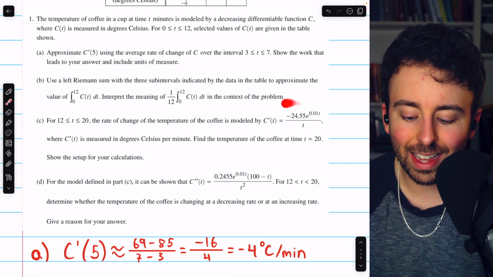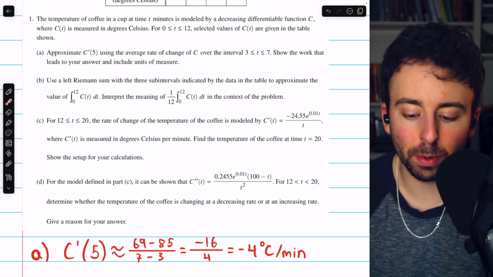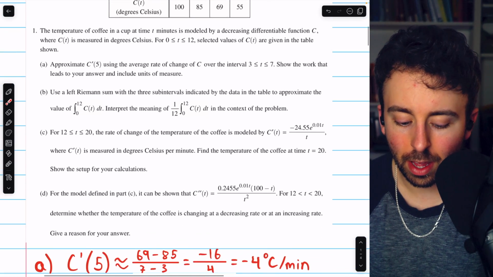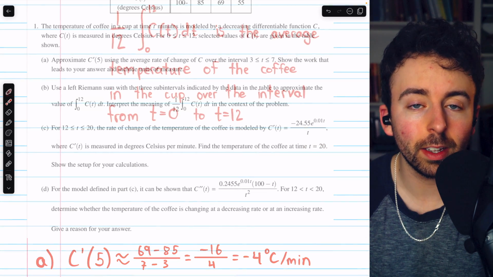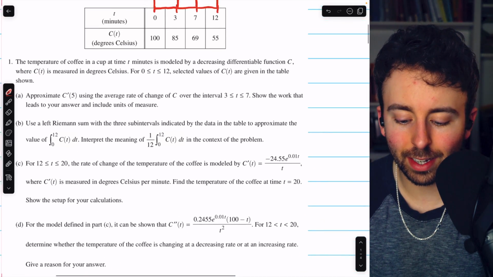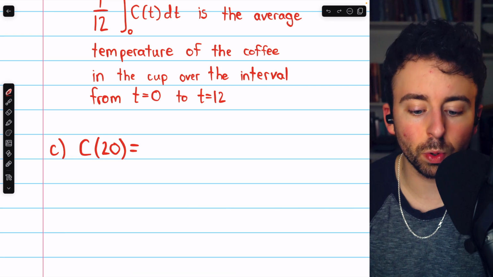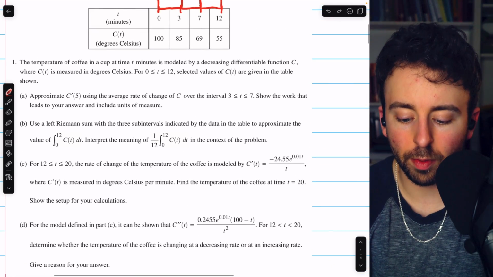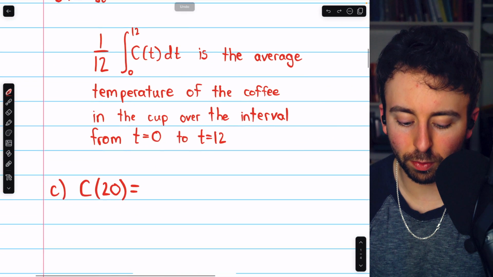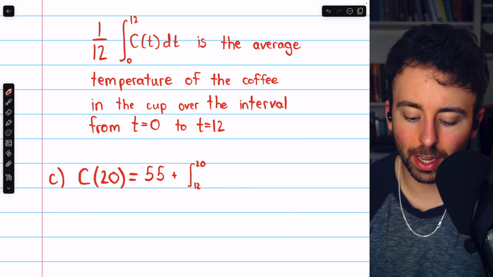And then we can use this derivative, this rate of change, to integrate and accumulate the temperature from t equals 12 up to the desired time at t equals 20. So down here for part C, what is the temperature of the coffee in the cup at time t equals 20? Well, it's going to be the temperature of the coffee at time t equals 12, which was given as 55, and then we will accumulate the rates of change from that time at t equals 12 up to the desired time at t equals 20.